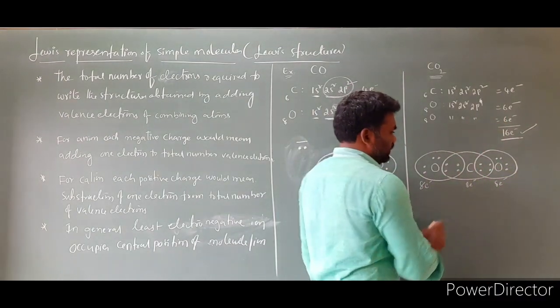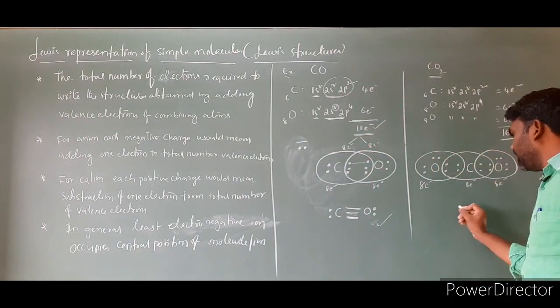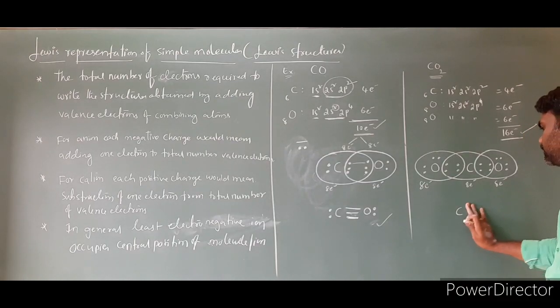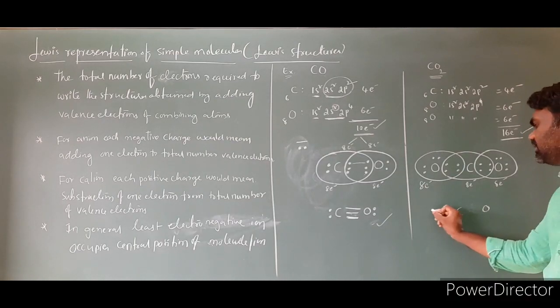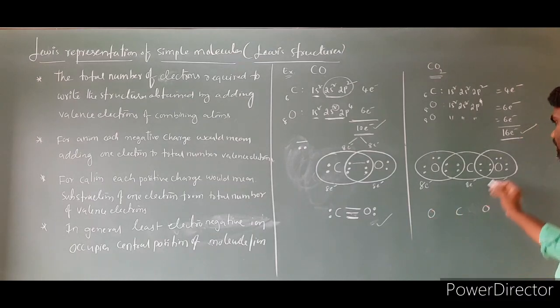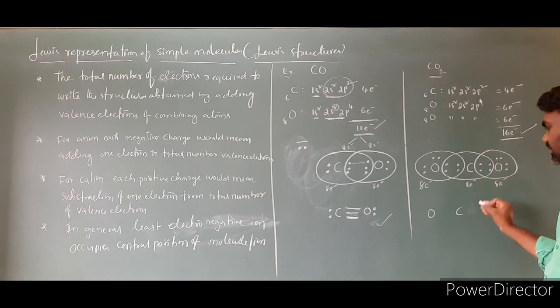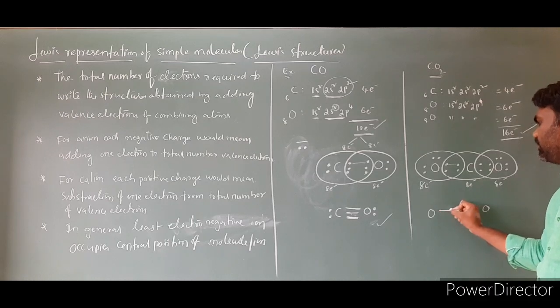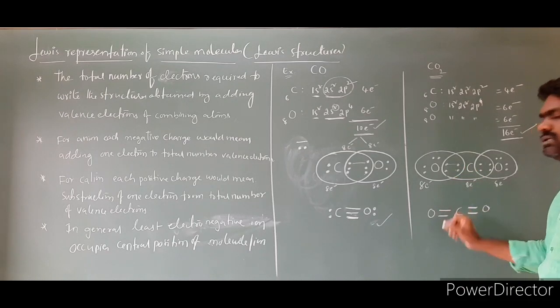Now write the structure. So how do you write the structure? Carbon at the center, then 2 oxygens. Here is one oxygen, this is another oxygen. Clear? So this is one pair of electrons, which forms one bond, and this is one pair of electrons, the second bond. This pair can form one bond, this pair can form one bond, like this.